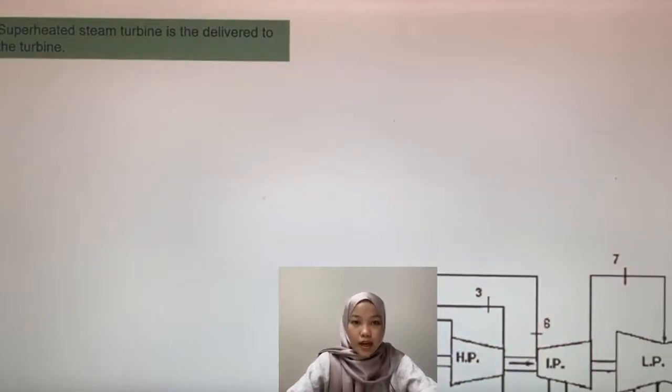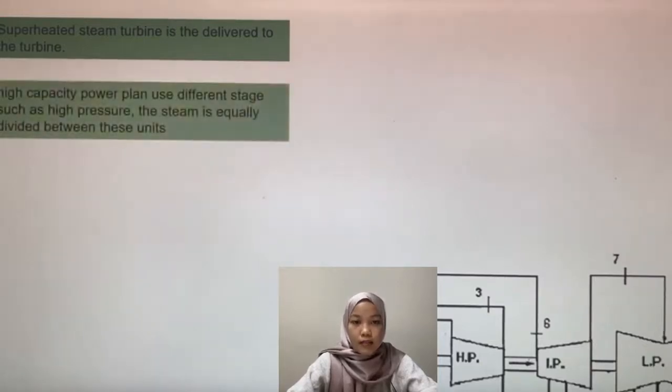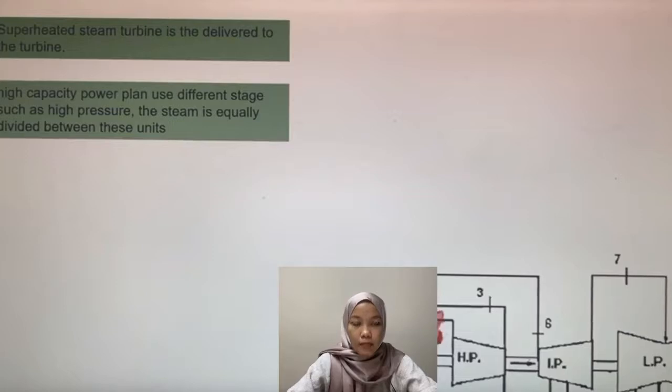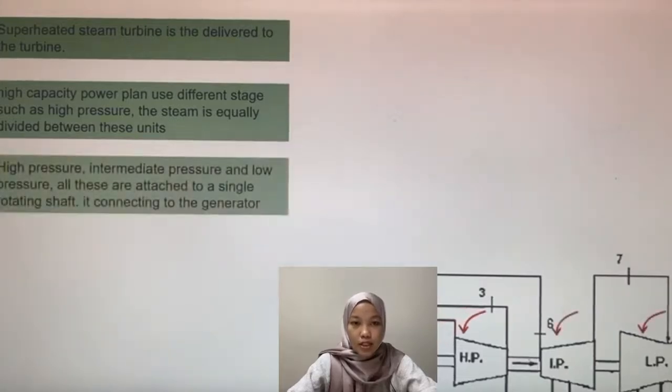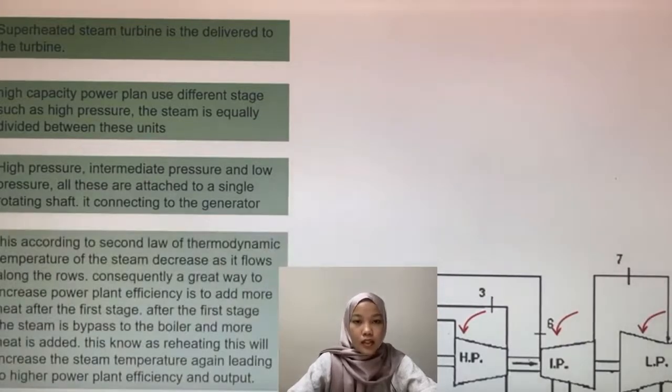In the turbine, high capacity power plants use different stages. The steam is equally divided between these units: high pressure, intermediate pressure, and low pressure. All of these are attached to a single rotating shaft. This is according to the second law of thermodynamics.